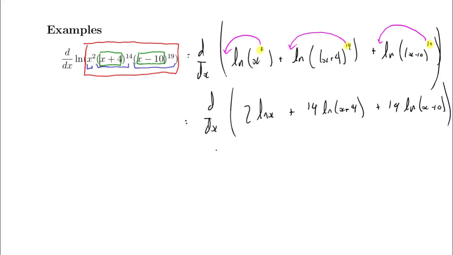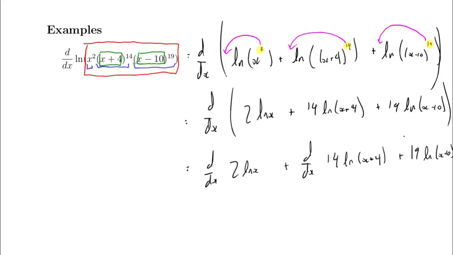This is a way easier function to differentiate. Sums are easy to work with. We'll just apply this derivative to each thing. And then you're also going to notice that, yes, we have some composition, right? There's this x plus 4, and there's an x minus 10 inside. Oh, and I forgot my derivative here. There we go. There's some composition inside of these logs.